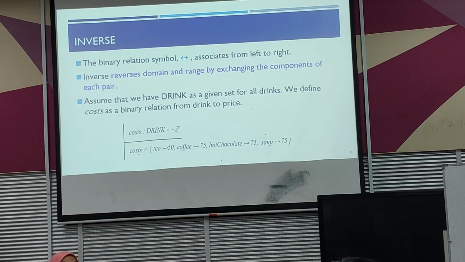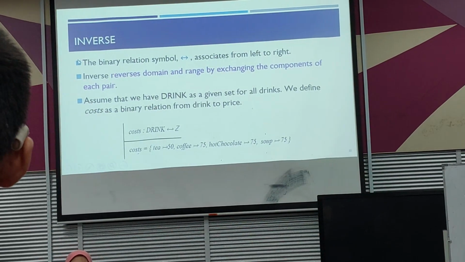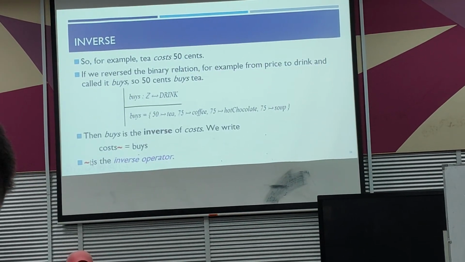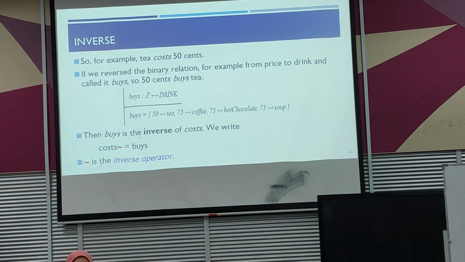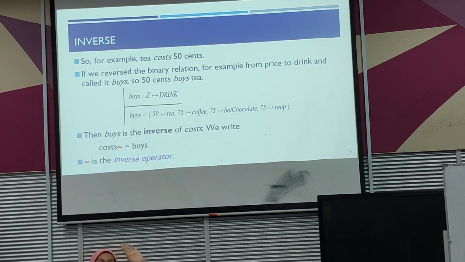Okay, inverse. Inverse is another symbol that you have to remember. The symbol, I will show you the symbol later. So this one, the symbol is this one. So what is actually the use of inverse? You are actually swapping. Domain becomes range, range becomes domain. That's all. You are swapping the data. Domain becomes range, range becomes domain.